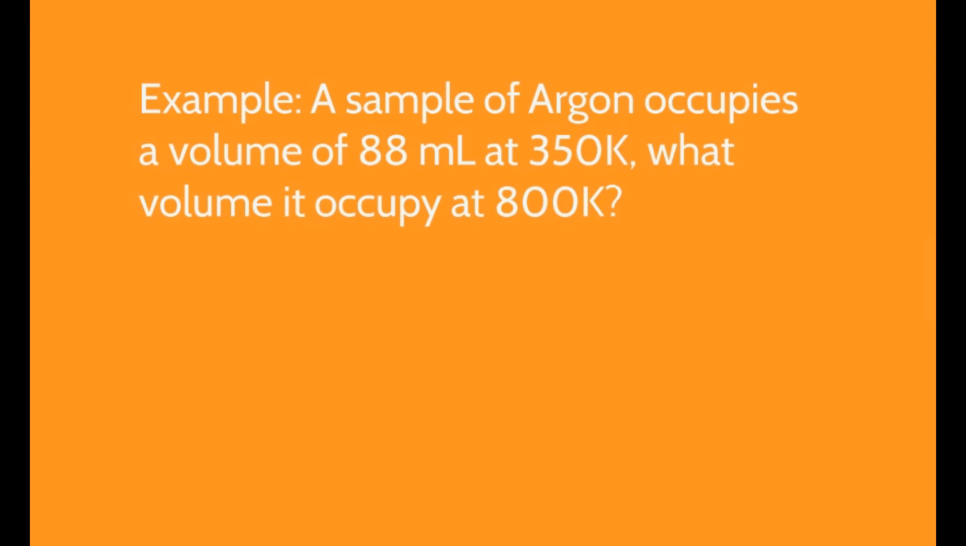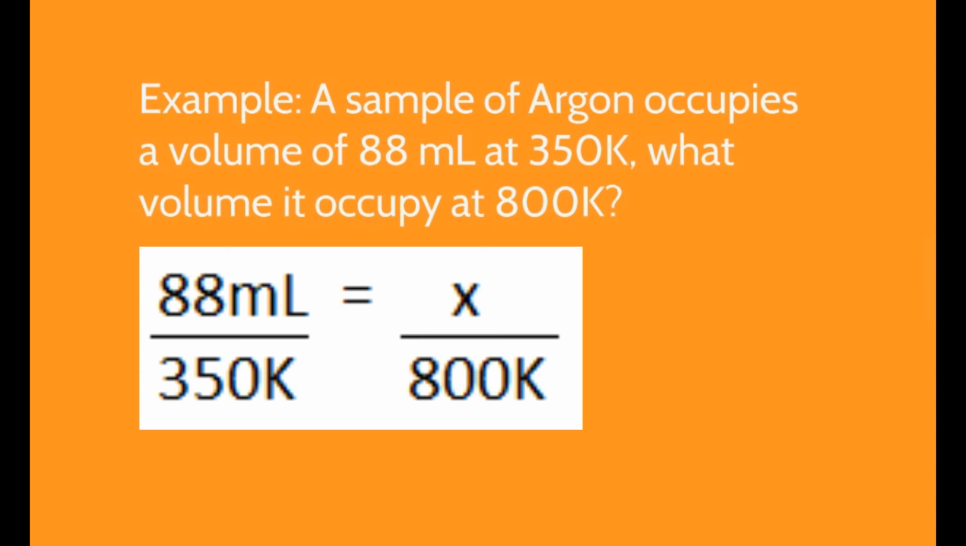So let's go ahead and drop 88 over 350 K. 88 milliliters, 350 K. I'm going to throw an equal sign, and put an X on top, 800 K on bottom. I'm going to cross multiply and divide.